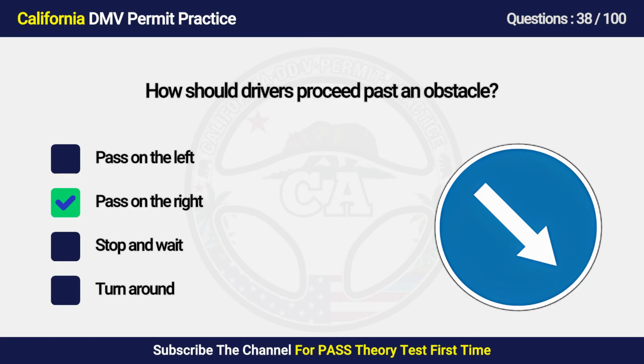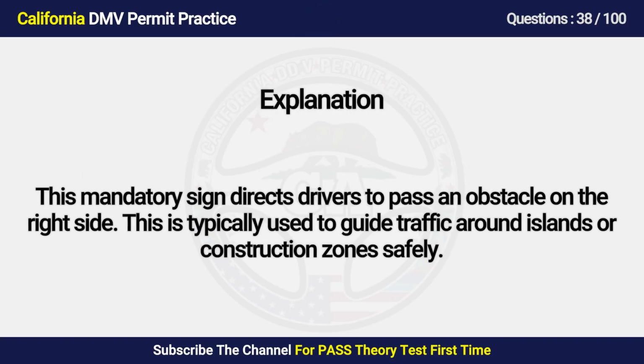Answer is B. Pass on the right. This mandatory sign directs drivers to pass an obstacle on the right side. This is typically used to guide traffic around islands or construction zones safely.